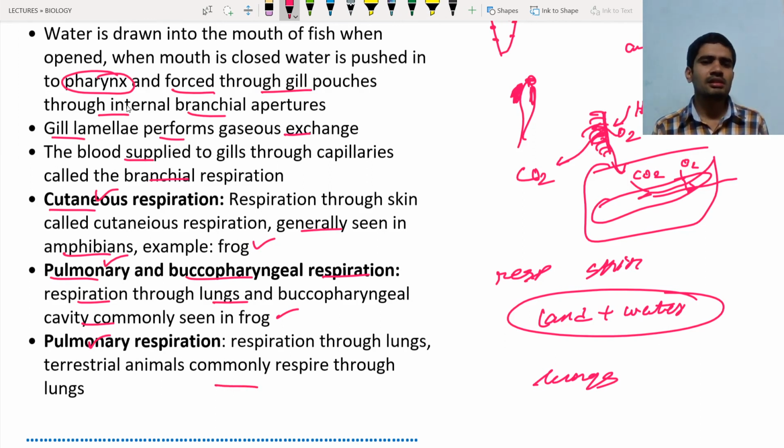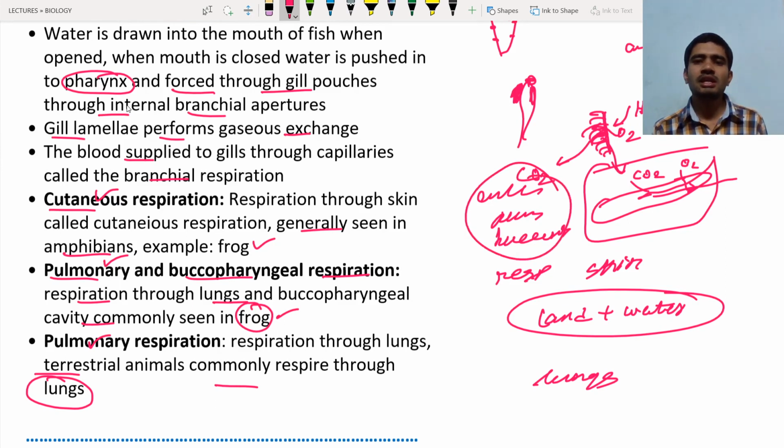What is meant by terrestrial? Terrestrial means the organisms which live on the land. They are known as terrestrial animals. They have lungs, so they can perform pulmonary respiration. Remember, the frog does three types of respiration: cutaneous, pulmonary, and also buccopharyngeal.